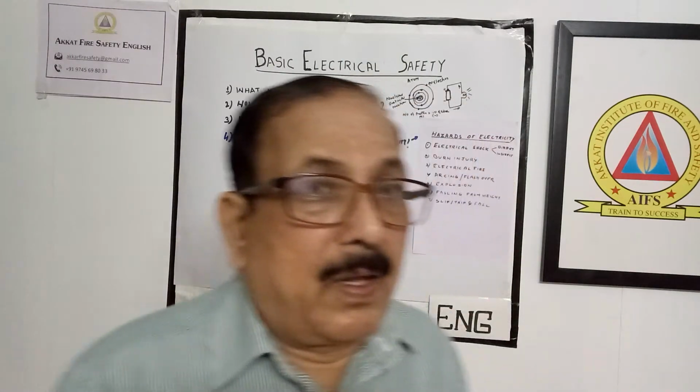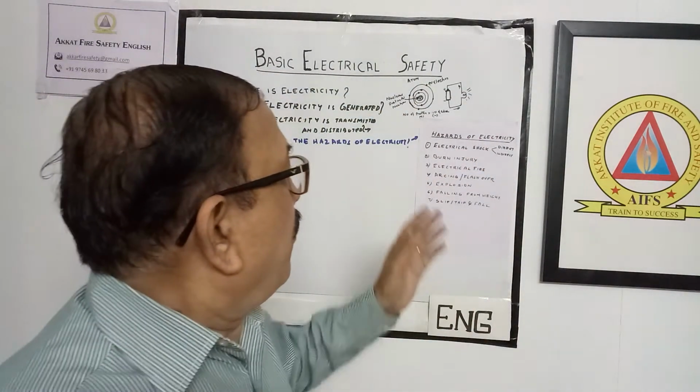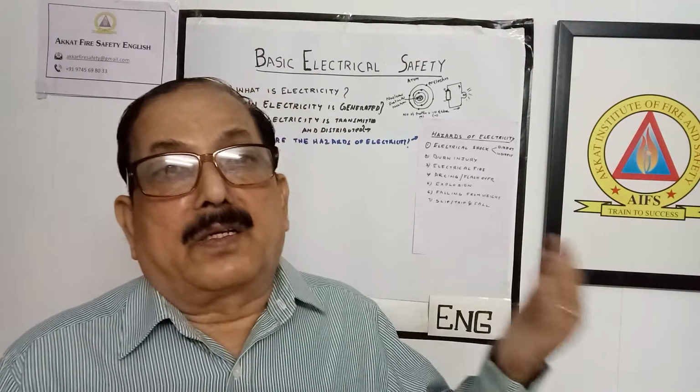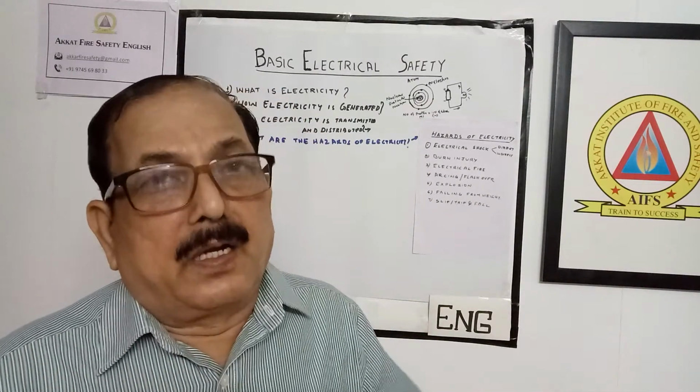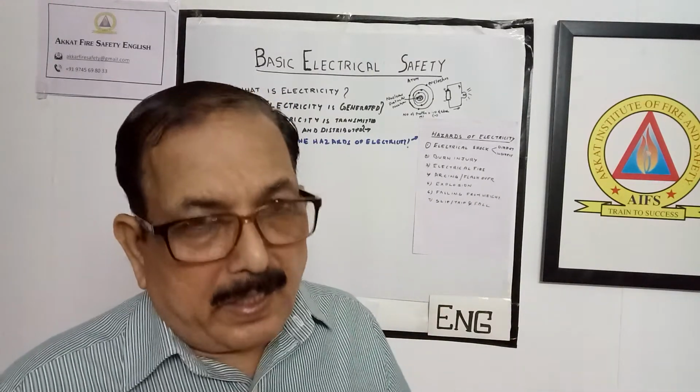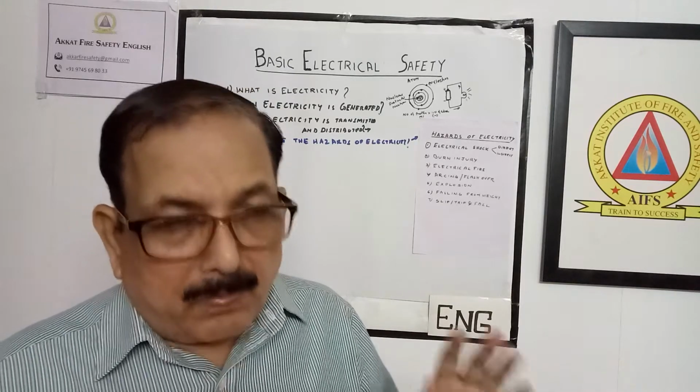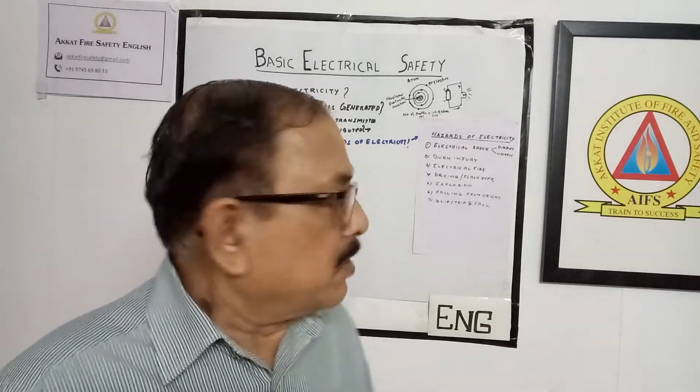So what we require is to minimize or avoid these types of hazards. Only then can we work safely with electricity and use electricity. So let us review one more time: what are the electrical hazards? One is electrical shock, which is direct or indirect. Direct means when we are touching the line. Indirect means we touch faulty equipment and an electrical shock happens.